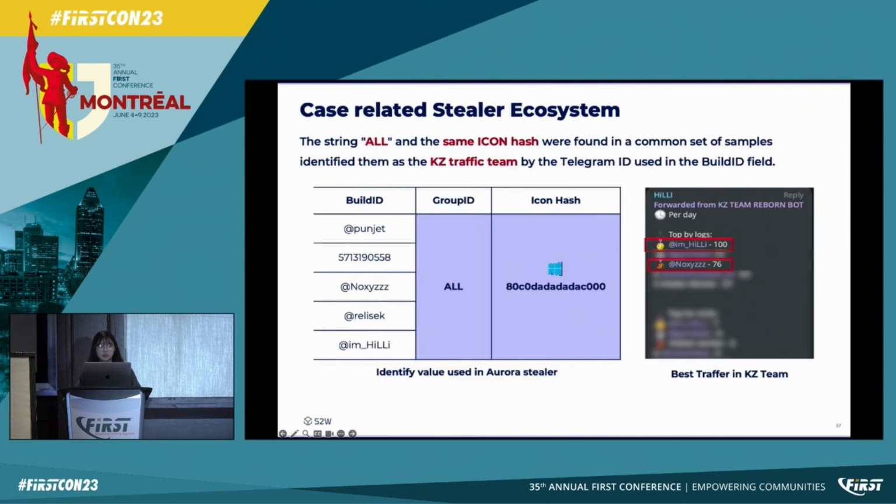In addition, in the case of Aurora Stealer, there is a field called group ID in the traffic left behind when they communicated with the C&C server. We checked the traffic of Aurora Stealer and found that certain group IDs are being used. The string ALL and the same icon hash were found in a common set of samples. We identified them as the KZ traffic team by the Telegram ID used in the field. The use of the traffer's Telegram ID is presumably to quickly and efficiently handle many requests of builds that come in through the traffic team's Telegram bots.